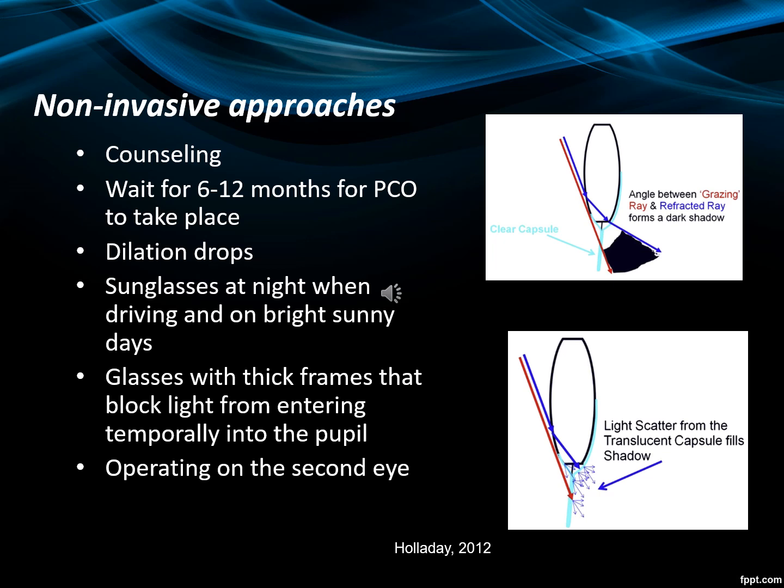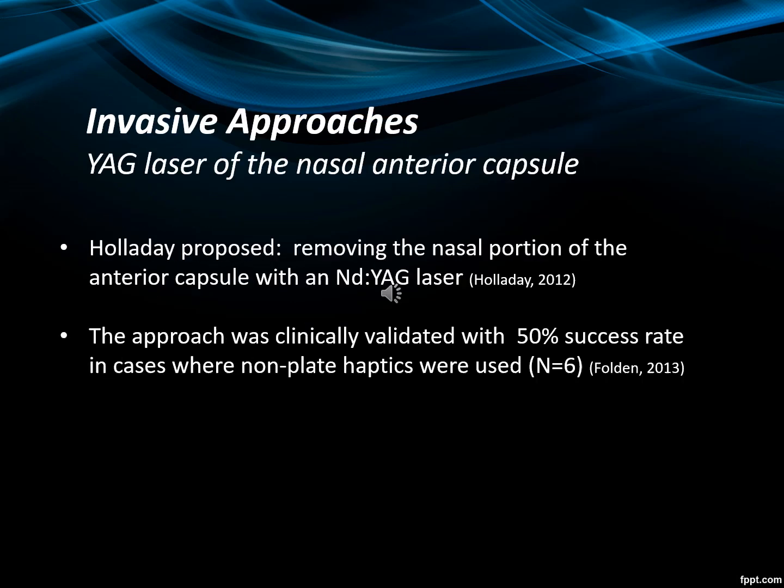And some people recommend just operating on the second eye with potentially a different type of lens and possibly placing the optic on top of the anterior capsule. And therefore, if they only have symptoms in one eye and not both, their brain is more likely to adapt to the shadow and it becomes less bothersome with time.